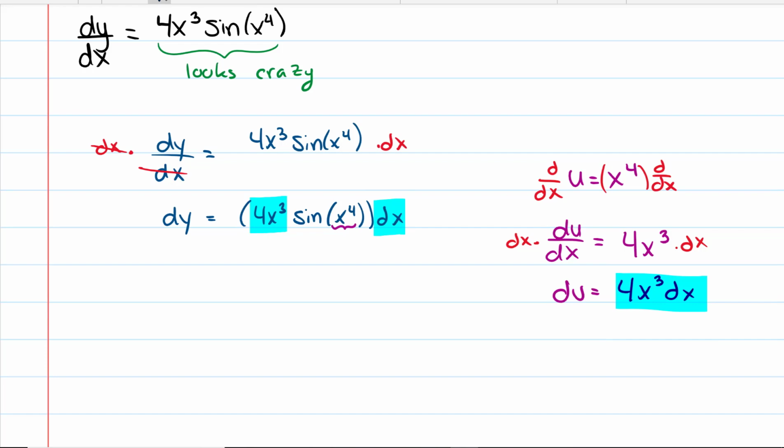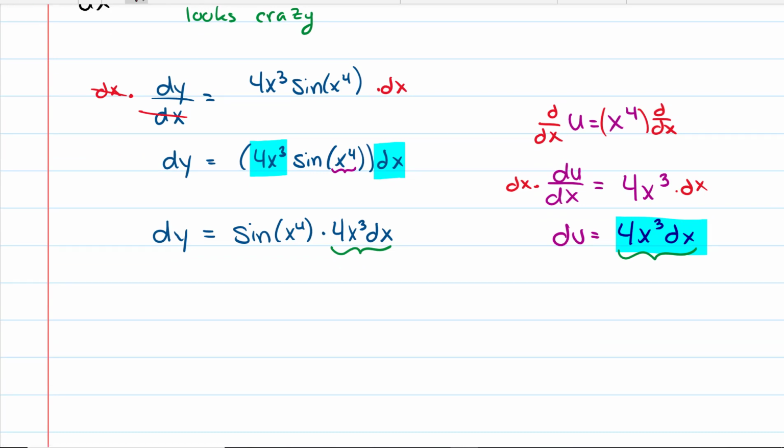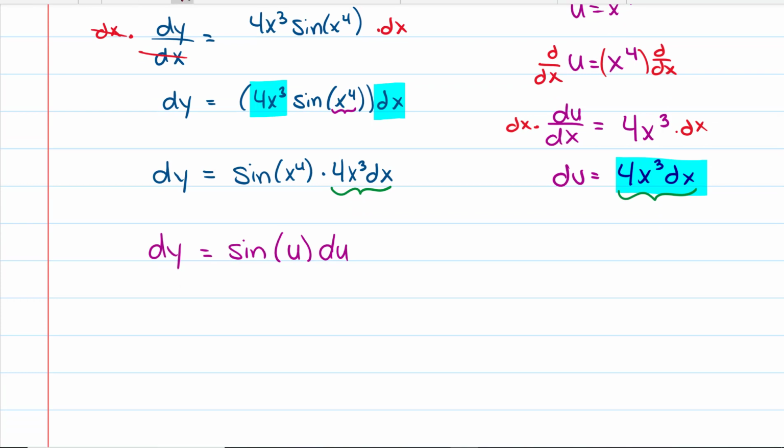So I'm going to rewrite my equation: dy is equal to sine x to the fourth times 4x cubed dx. So this is the same as that. Then I write dy is equal to sine, and remember I let u equal x to the fourth, so I write u, and 4x cubed dx is equal to du. Now this has become something that I know how to integrate.